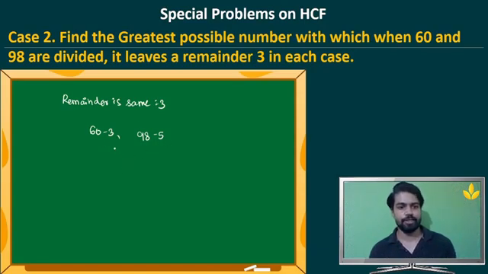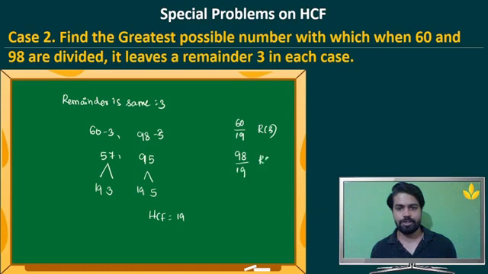The highest common factor of these numbers: we have 60 minus 3, which is 57, and 98 minus 3, which will give you 95. We can see 57 is 19 into 3 and 95 is 19 into 5. So the common factor for both of them is 19. We can verify the question. When we divide 60 by 19, the remainder is 3. When we divide 98 by 19, the remainder is also 3. So the answer is verified. The highest common factor for the question which divides 60 and 98 with the remainder 3 is 19.